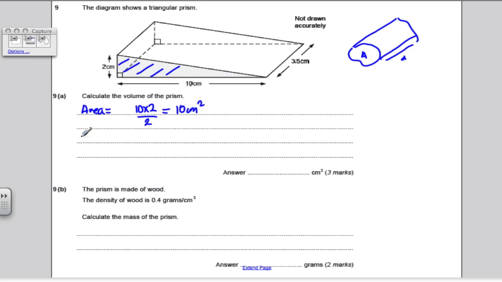So therefore the volume is the area, 10, times how far back it is, 3.5. So the volume is 10 multiplied by 3.5, which is simply 35, and the unit must be centimetres cubed. So the answer is 35 centimetres cubed.